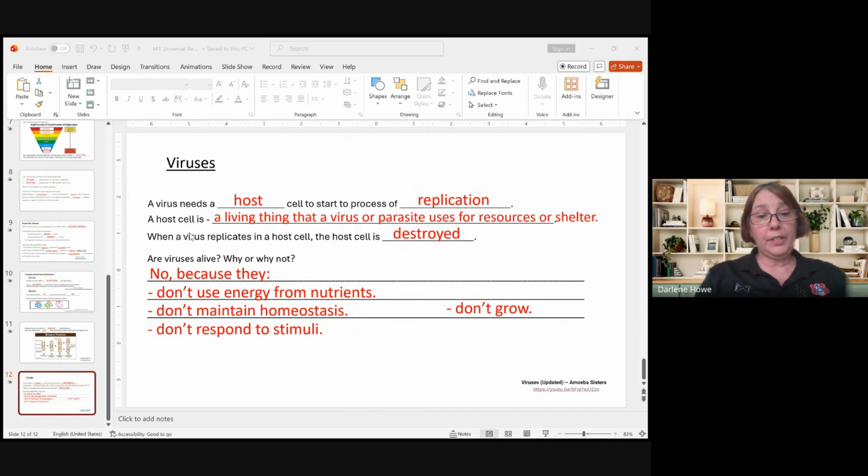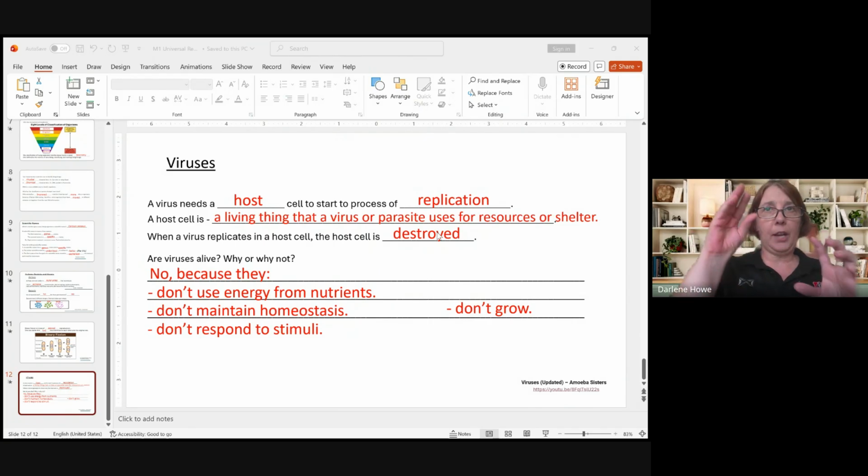When a virus replicates in a host cell, the host cell is destroyed. So when we looked at the cycle of the lytic cycle, as it's called, when a virus replicates. Okay.